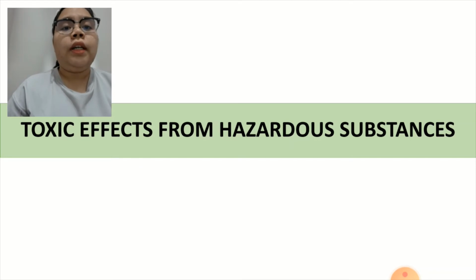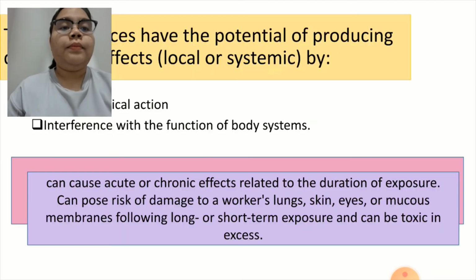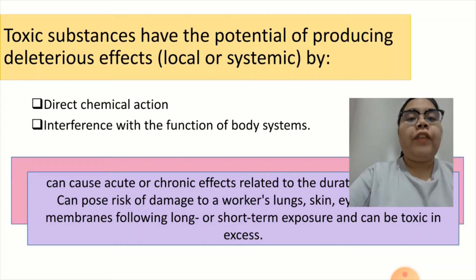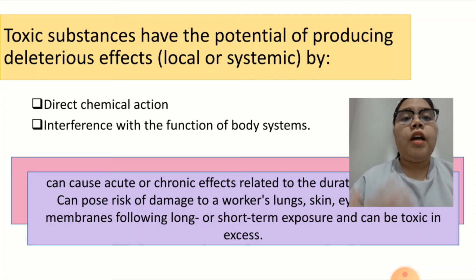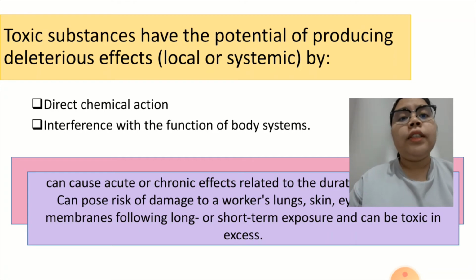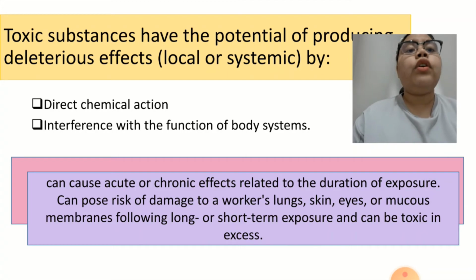So let's go on to toxic effects from hazardous substances. Toxic substances have the potential of producing deleterious effects. Those are the direct chemical action and interference with the functions of body systems. So toxic substances can cause acute or chronic effects related to the duration of exposure and can pose risk of damage to a worker's lungs, skin, eyes, or mucous membranes following long or short-term exposure.